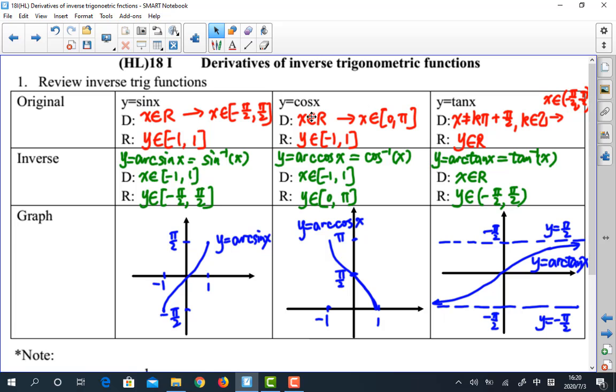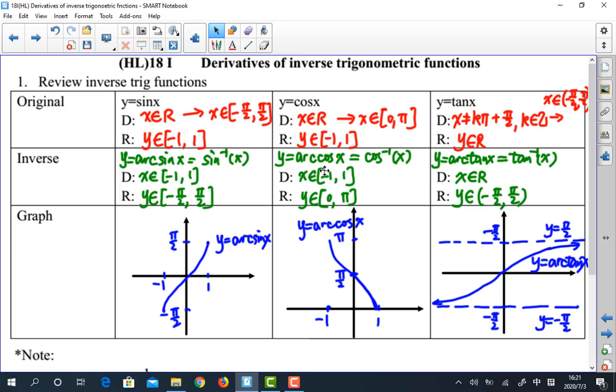Likewise, the natural domain for cosine function should be all real numbers as well. In order to define the inverse cosine function, we restrict the domain to 0 to pi inclusive. Based on this domain, we still can keep the range the same. Based on this domain, we define the inverse cosine function as arc cosine x or cosine inverse x. We swap the domain and range.